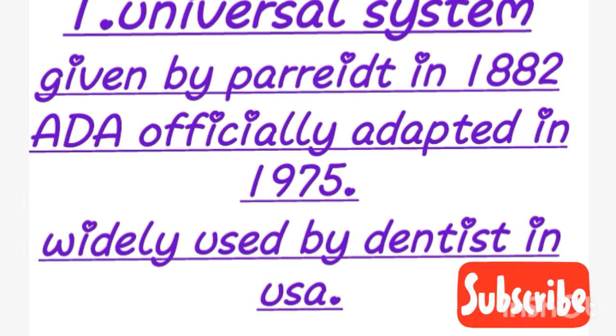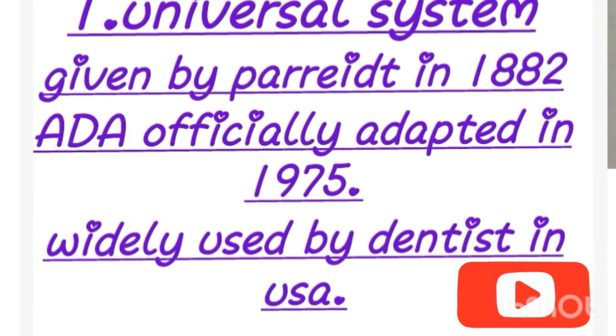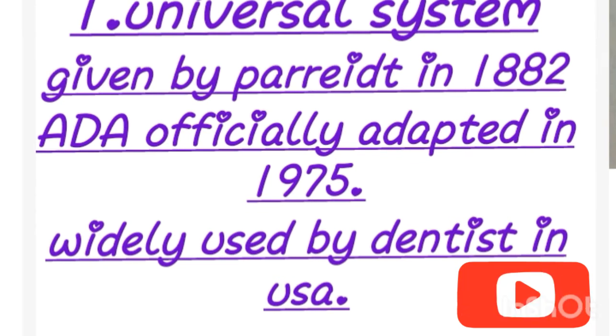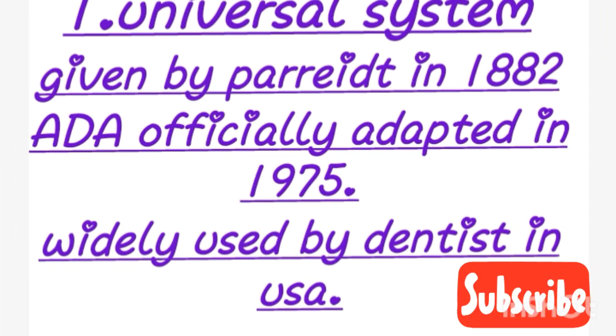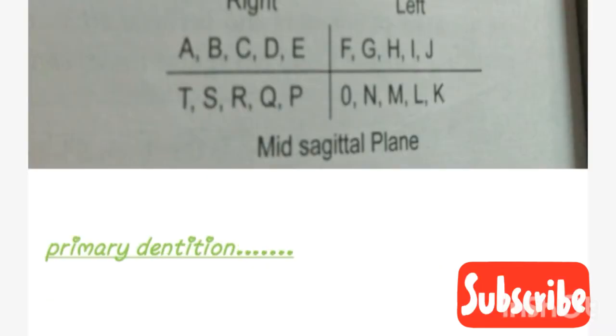Today I'm going to discuss the tooth numbering systems, and the first is the universal tooth numbering system. The universal tooth numbering system was given by Parreidt in the year 1882. The American Dental Association (ADA) officially adopted it in 1975. The universal tooth notation is widely used by dentists in the USA. Now I will tell you what this is. This is for the primary dentition.